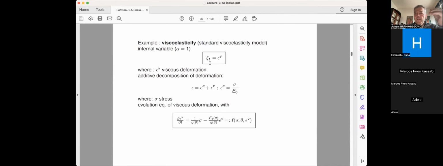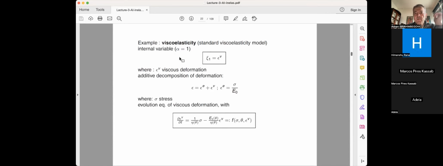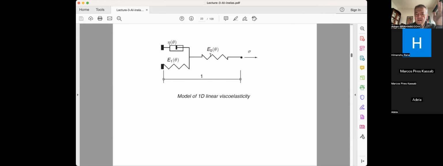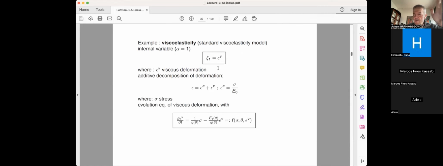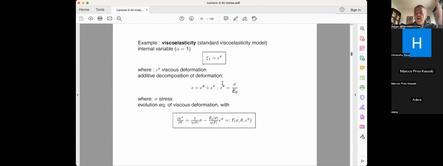So I go back to the story. This is the simplest model of, let's say, inelastic behavior. It's called linear viscoelasticity. It has one internal variable, which happens to be viscous strain. As I said, this is the deformation of this viscous damper. And basically, I can say that the total deformation is split into the elastic, which is the deformation of this spring E0, and viscous, which is the deformation of spring E1 and the viscous damper. And then basically from the first part, where there's cutting here, I can obtain that the elastic deformation is equal to sigma divided by E0.